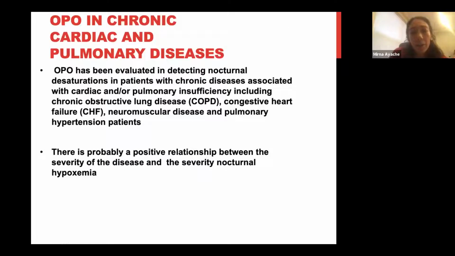I'm going to talk a little bit about what overnight pulse oximetry can help us with other than sleep apnea. What does it show us other than sleep apnea? It has been looked at in cardiopulmonary diseases: COPD, congestive heart failure, neuromuscular disease, pulmonary hypertension patients. In general, the worse disease you have, the more nocturnal oxygen desaturation you have, which just makes perfect sense.